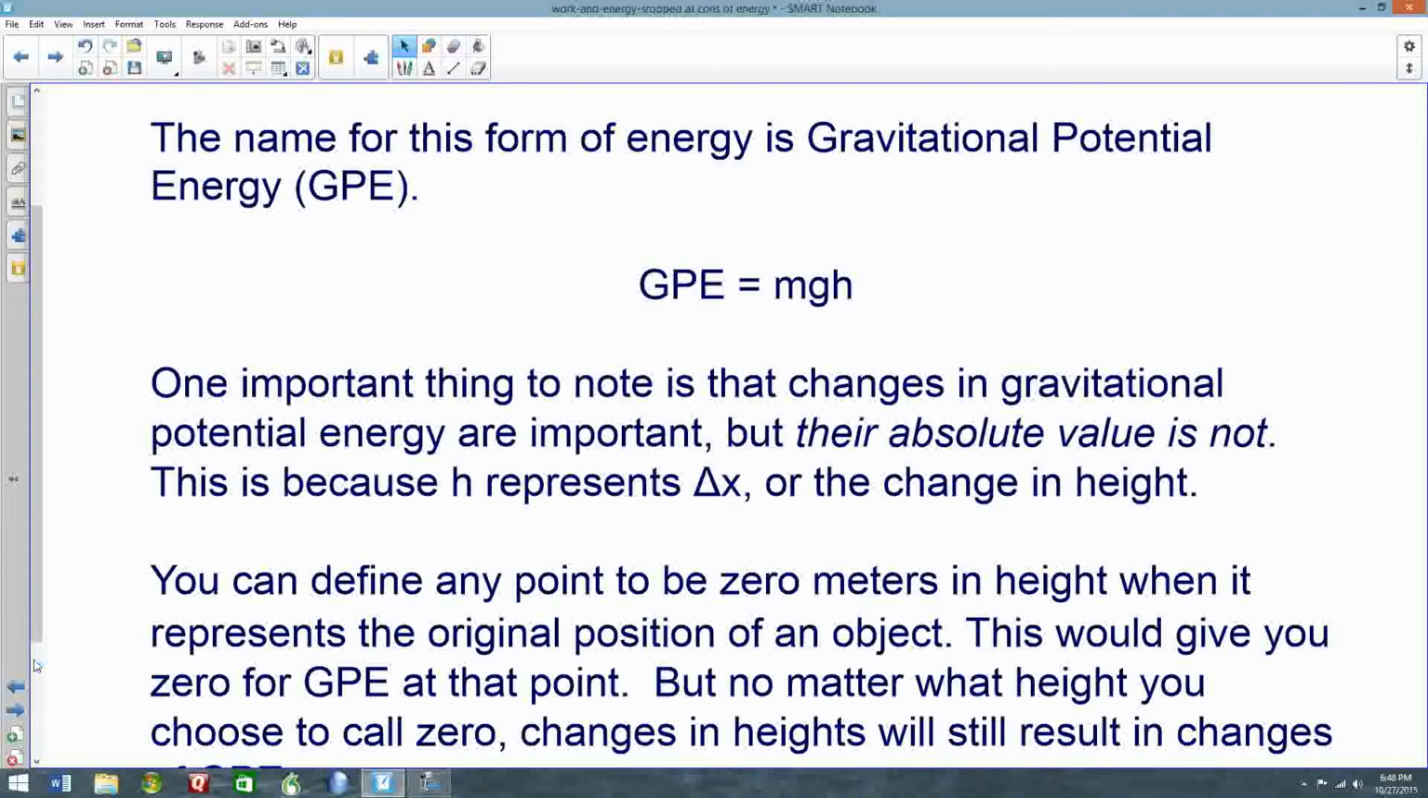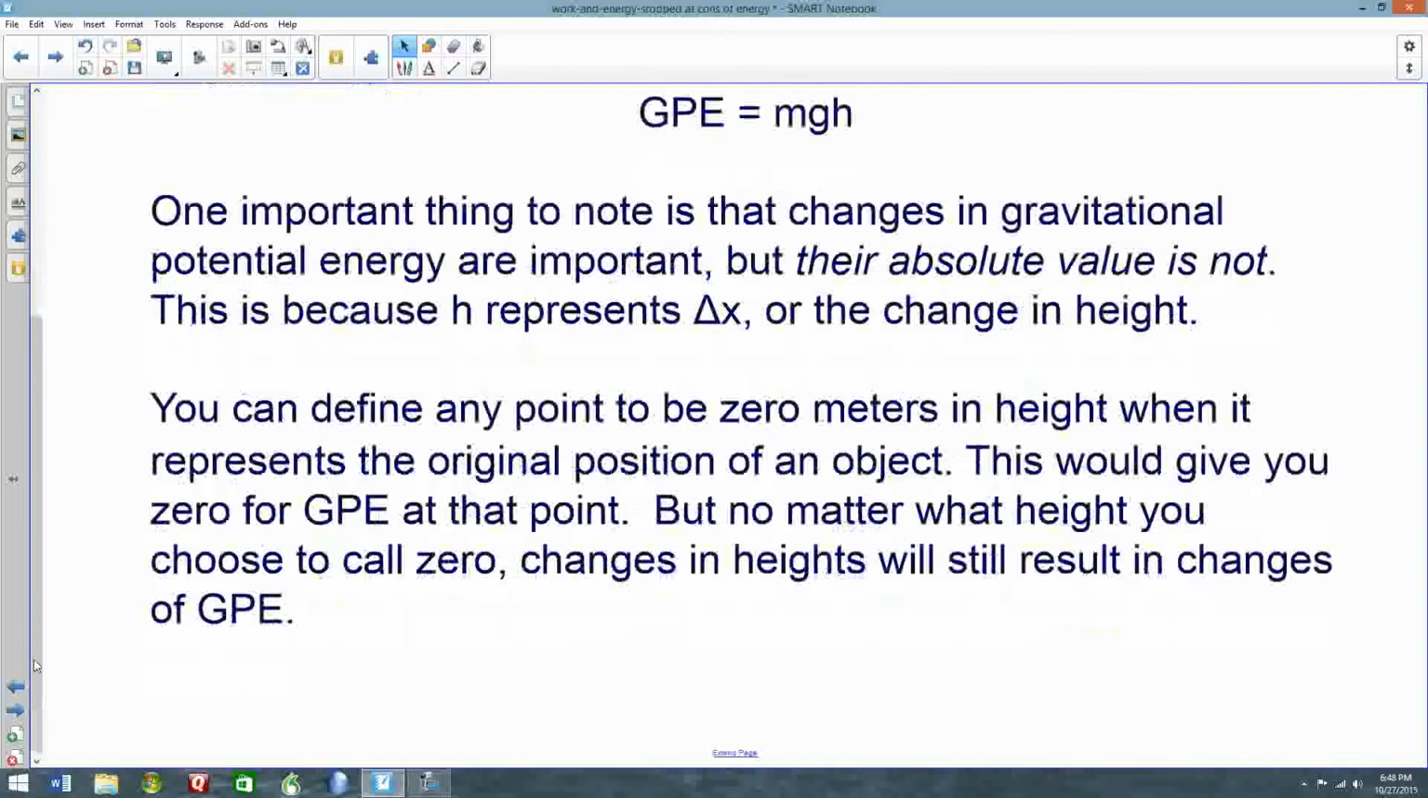But no matter what height you choose to call 0, changes in height will still result in changes of gravitational potential energy. Remember, choosing your reference point is really important when we're talking about energy. If we chose the ceiling as the reference point, then all of the energy that we had in this change in gravitational potential energy would actually be negative because it's below the reference point. So choosing a reference point is kind of important when solving these problems.